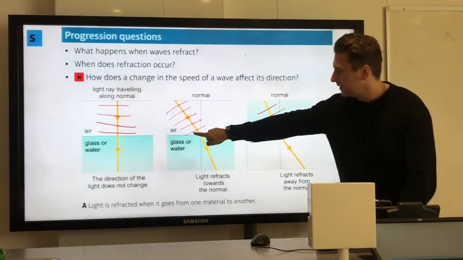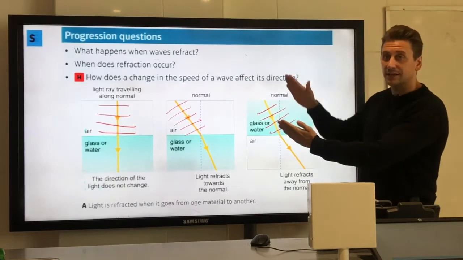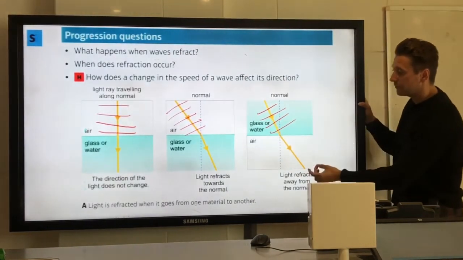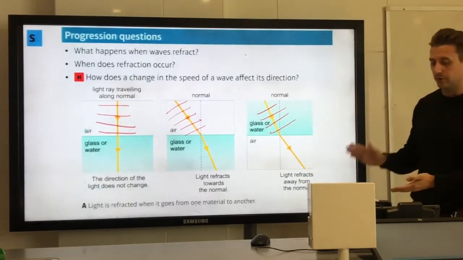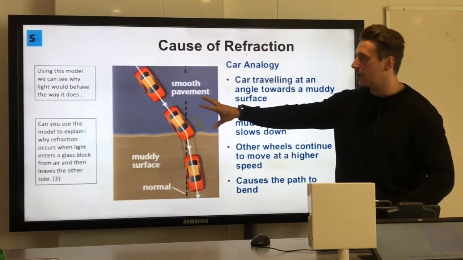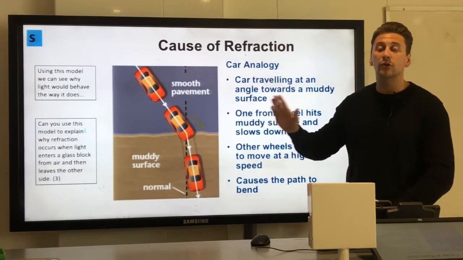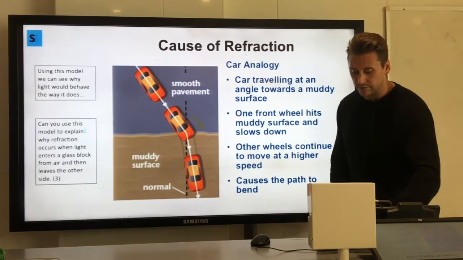In this one, this side slows down first, so the other side carries on faster and turns it towards the normal. In this one, this side speeds up first, so as it speeds up first, it actually turns it away from the normal. Okay? Again, the analogy we used was the car. You have a left side and a right side, and if one side slows down or speeds up first, then it will change the direction of the wave.